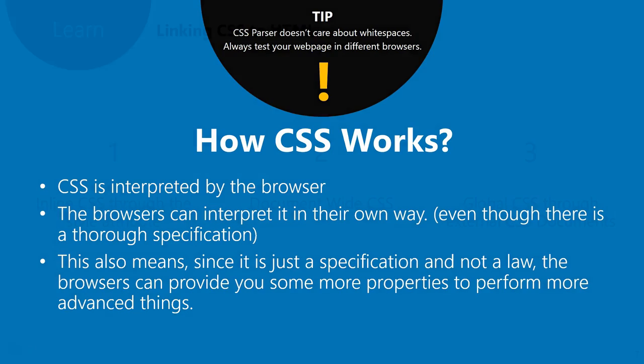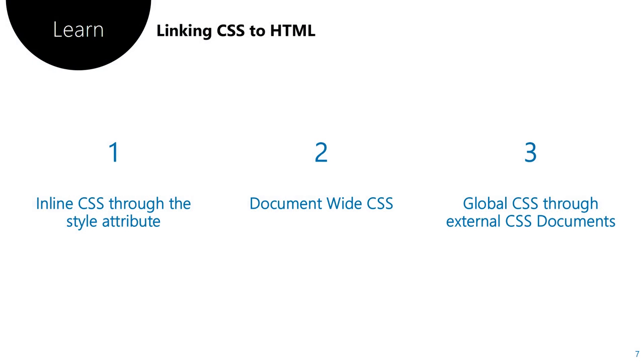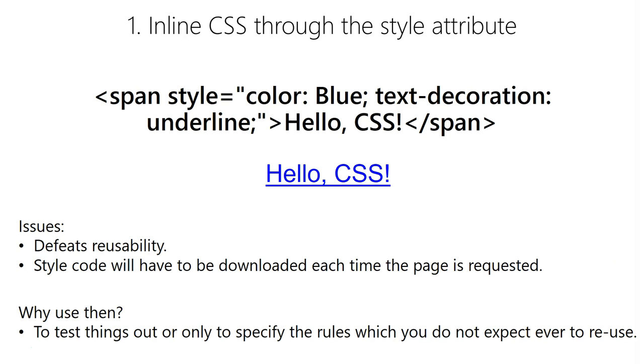Right, so linking CSS to HTML, there are three ways. We have already seen two ways of doing them, but I haven't told you. One is inline CSS, or the style attribute. We just did that. And then document-wide CSS, and then global CSS through external documents that we will be using. Span style is equal to color blue, text decoration underline. Now, CSS would come on your browser like this with blue color and underlined.